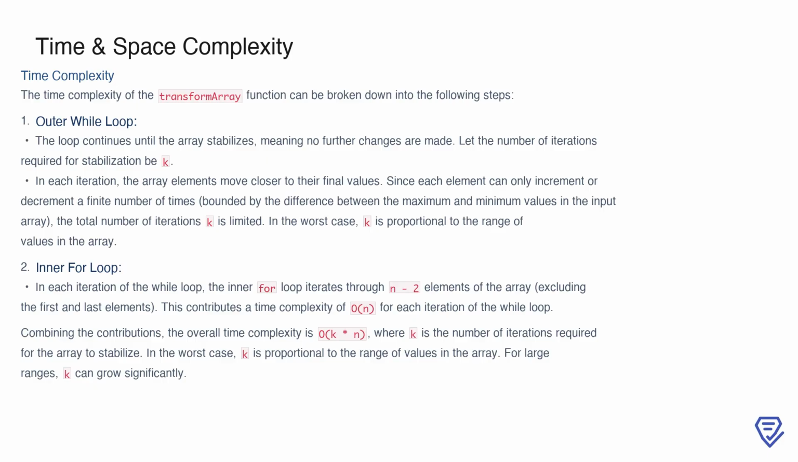Next, within each iteration of the while loop, the inner for loop processes all but two elements of the array, as it skips the first and last elements. This gives a time complexity of O(n) for each iteration of the while loop. Combining these two parts, the overall time complexity becomes O(k*n), where k is the number of iterations required for stabilization and n is the size of the array. If the range of values in the array is large, k can grow significantly, increasing the overall runtime.